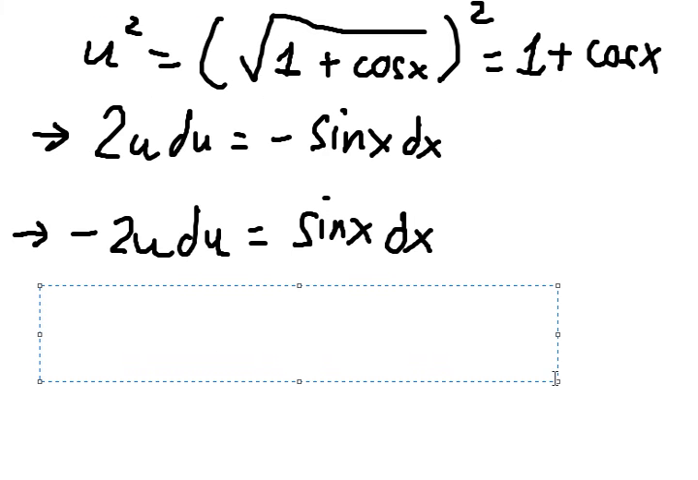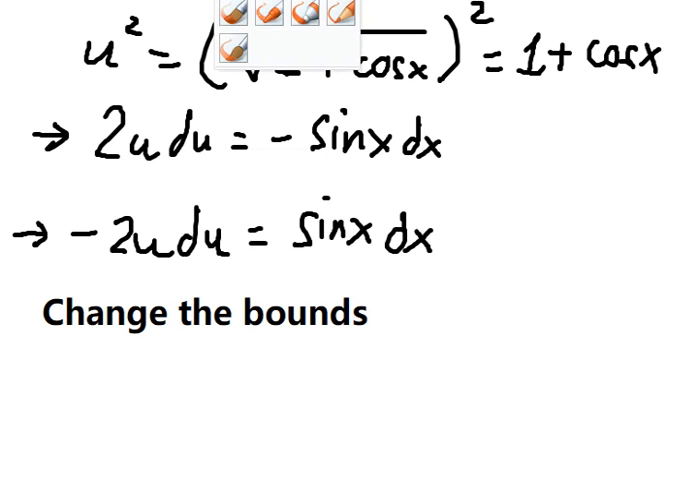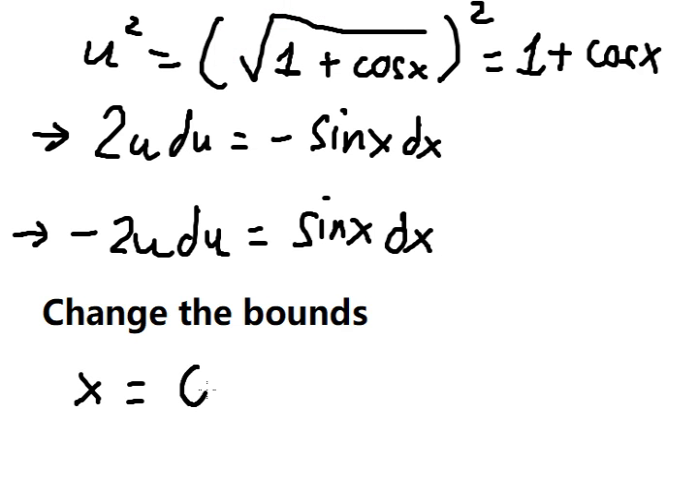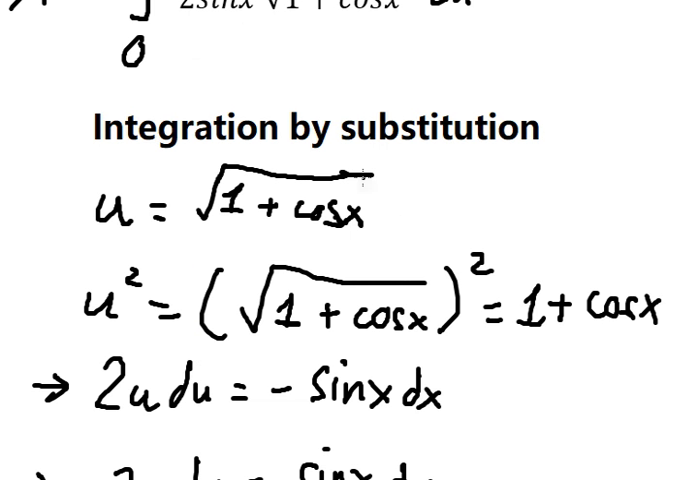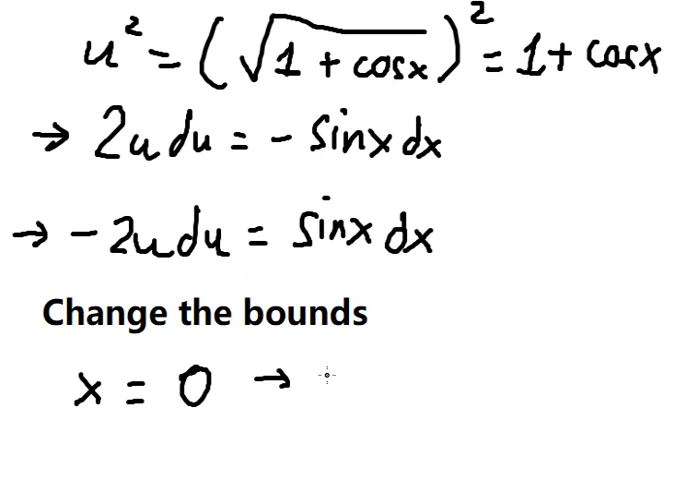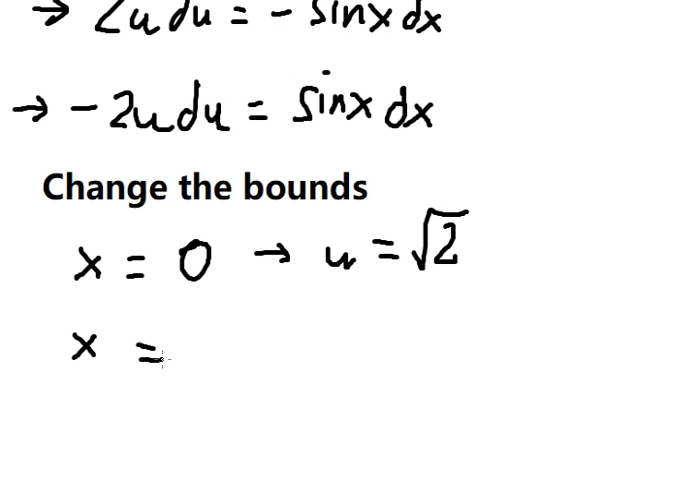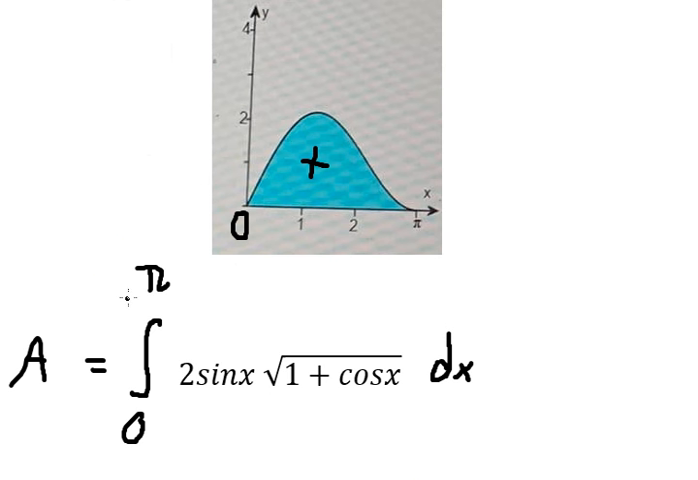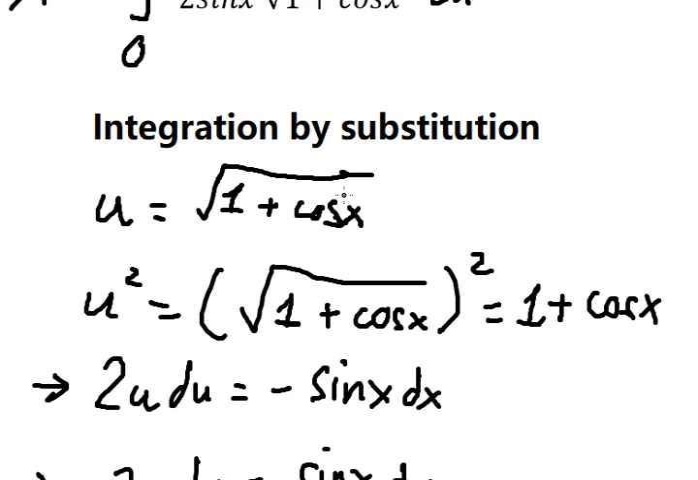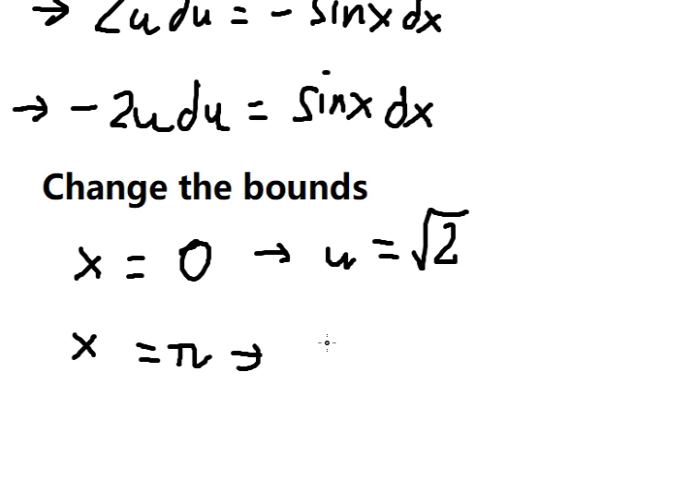Next, we need to change the bounds. So, when x equals 0, I will put 0 here, and 1 plus cosine of 0 under the square root. So we have u equals the square root of 2. When x equals b, I will put b here, and you get u equals the square root of 0. So you get 0.